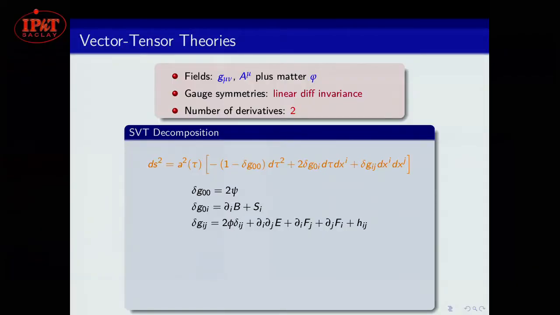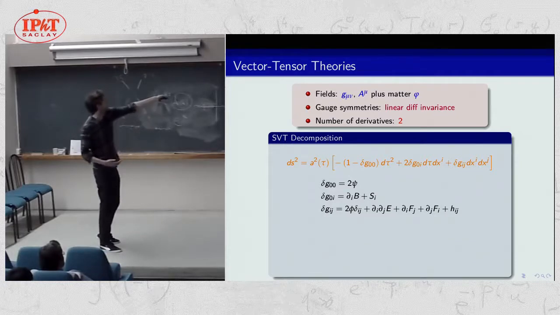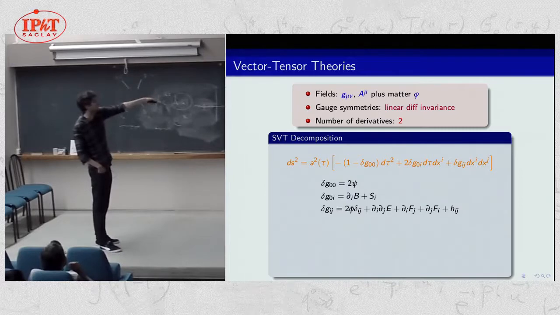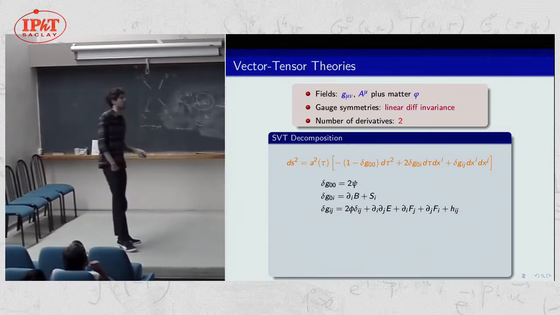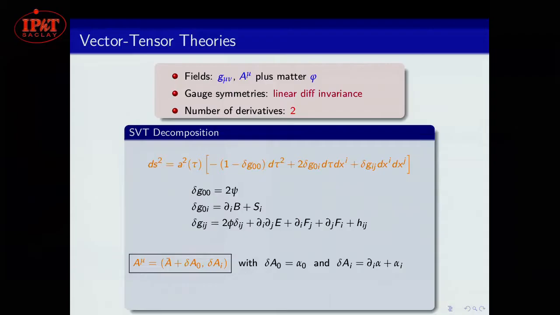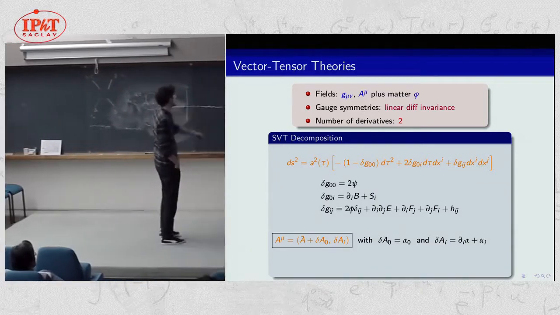The first thing I have to do, since I mentioned scalar-vector-tensor decomposition, is decompose my ingredients into a background and perturbations. I have here the usual decomposition of the metric with 0,0 components, 0i, ij. Each of them can be decomposed into 4 scalars, psi, b, phi, and e, 2 vectors, s and f, which are divergenceless, and a tensor, which is traceless and divergenceless. In the same way, I can decompose the vector field with a background A-bar plus the zero perturbation and a spatial perturbation.